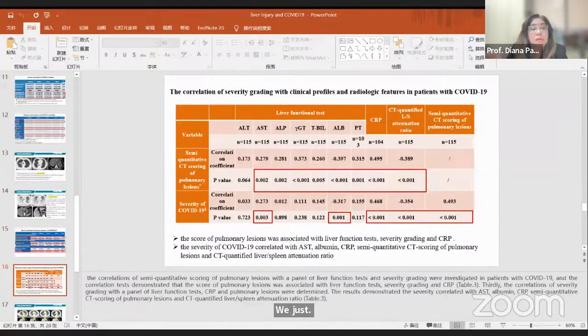Do you see the PPT? Can you see the PPT?